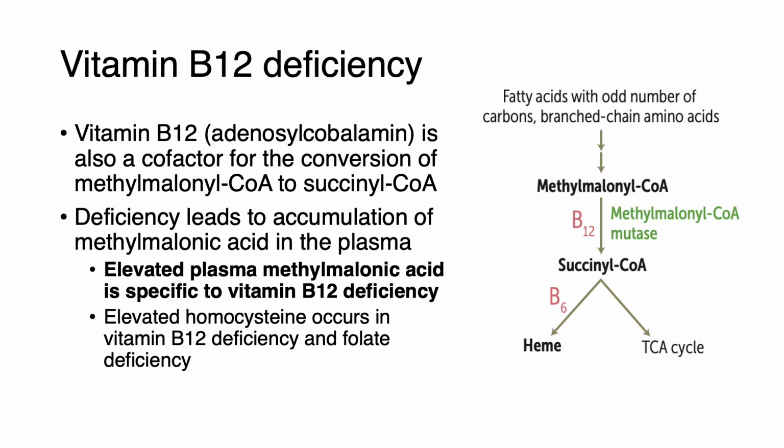Now, vitamin B12 is also a cofactor for the conversion of methylmalonyl-CoA to succinyl-CoA. And so if you have vitamin B12 deficiency, you're going to have accumulation of methylmalonic acid in the plasma. And so that is a very specific lab for vitamin B12 deficiency, whereas homocysteine will be elevated in both vitamin B12 and folate deficiency.